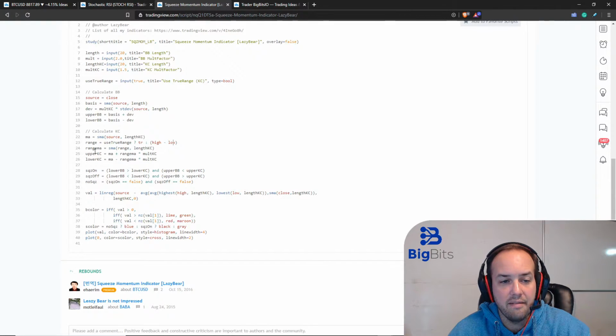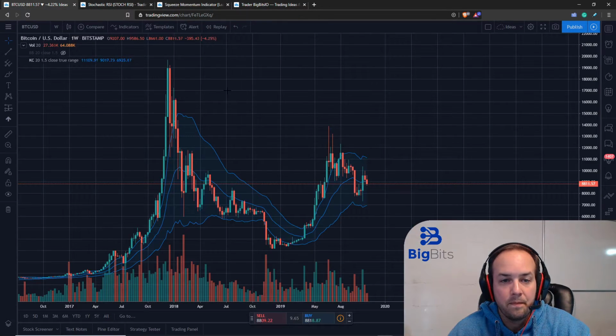Now, once we have that, it does some more math, and then it comes up with the bands based on the Keltner channels. This isn't a Keltner channel indicator specifically, so I'm not going to get too much into the details on that. But you can see this calculates the Keltner channels, which are similar to the Bollinger Bands, and they have their own bands on here.